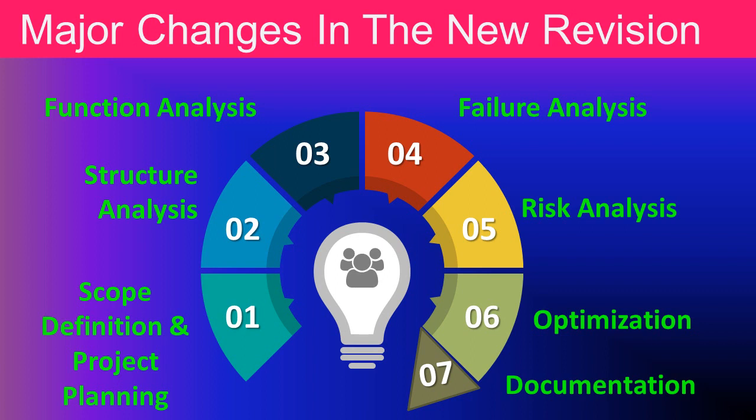The first three steps, scope definition and project planning, structure analysis, and function analysis, are related to system analysis. And the last three steps, failure analysis, risk analysis, and optimization, are part of failure analysis and risk mitigation. The last step, documentation and communication, is part of risk communication.